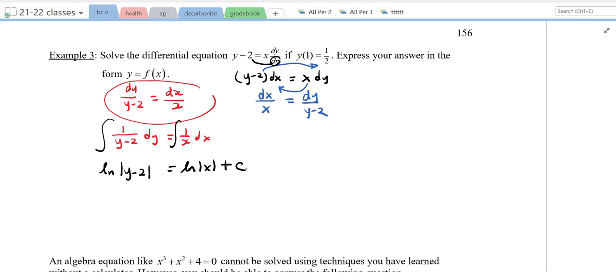Now, I'll show you both methods at this point, because I don't know which one you like better, but I'll show you both. Let me go over here and call this method number 1. And what I'm going to do now is actually plug in the point first.